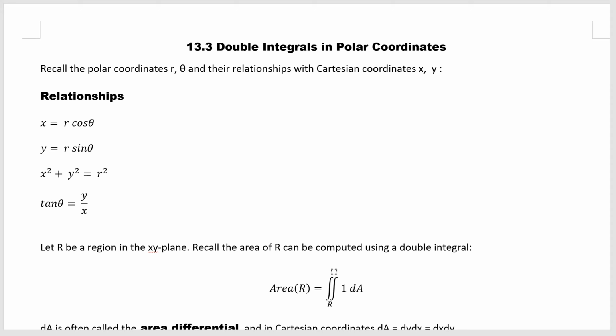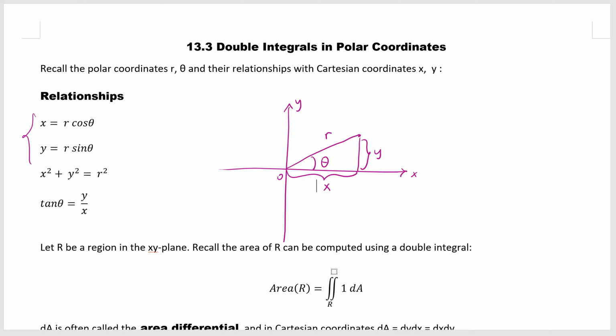So we call the polar coordinates r, theta, and they have relationships with the Cartesian coordinates x and y. Let me draw a picture. For a point here, theta is the angle it makes with the positive x-axis, right? And r is the distance from the origin to the point. Then this is the x coordinate, and this is the y. And what's the relationship between them? We have x equals r cosine theta and y equals r sine theta.